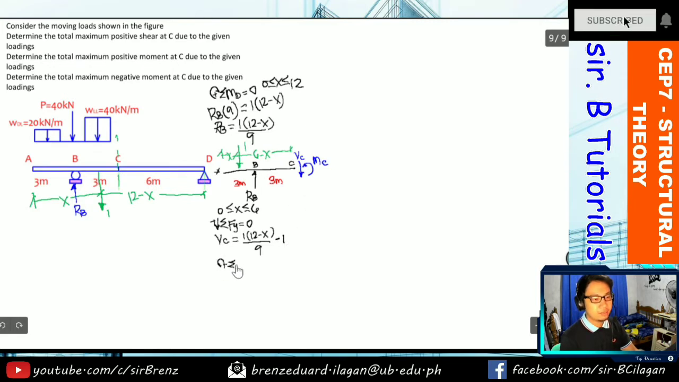And for the moment, guys, ganun lang din. Just take summation of moment at point C equals to 0. So we have moment C is equals to RB, which is 1 times 12 minus x all over 9, and then multiply by 3, and then minus 1 times 6 minus x. Okay?